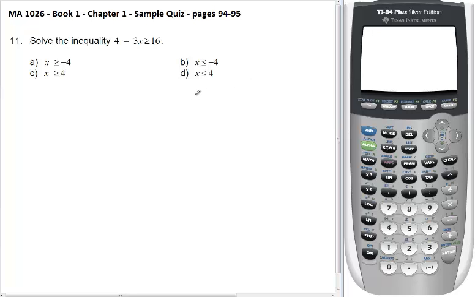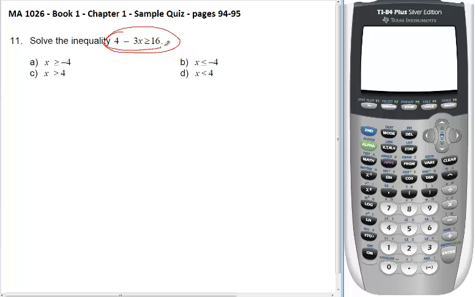Hello students, today we're going to look at a solution to number 11 multiple choice. This is your sample quiz on book 1 chapter 1. You should have already tried this online, but here's the solution. Let's go through it. You're asked to solve an inequality.